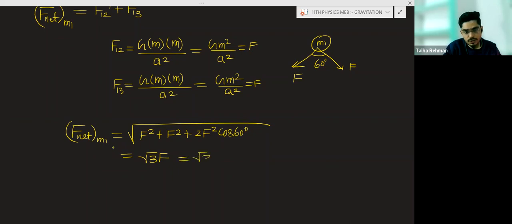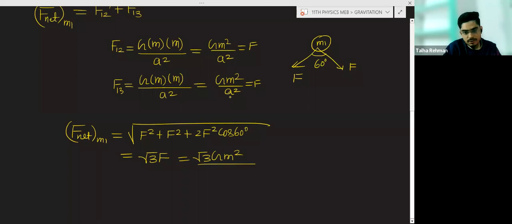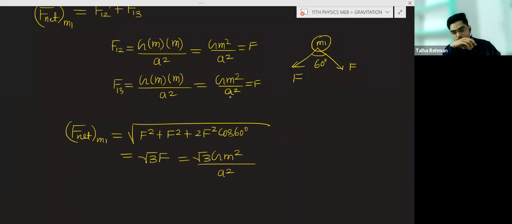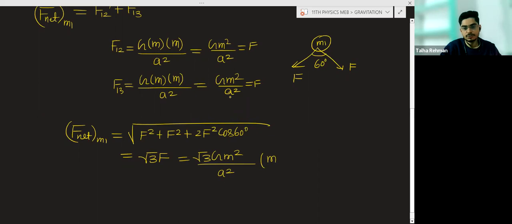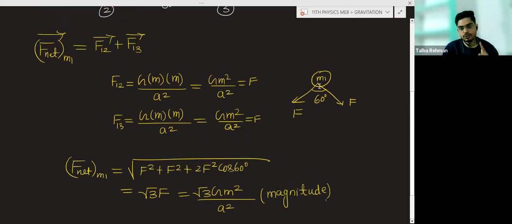So root 3, and what is the value of f? G m square by a square. So this will be the net force on mass m1. This is the magnitude. Direction we can find, because these are two vectors, so the direction of the resultant vector will be in between. We can find that also, but that is not asked here.